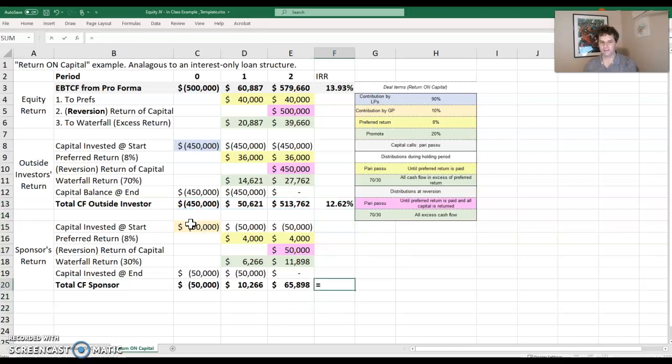12.62% for outside investors, and much more, 25.53% for our sponsor. So if you compare this with the return of capital, notice that our sponsors have received a slightly higher return here. And that's largely because they were able to participate in the waterfall, which gives them their excess returns earlier than they would have in return on capital, where that waterfall tends to be big but only happen at the end. So that is return on capital.